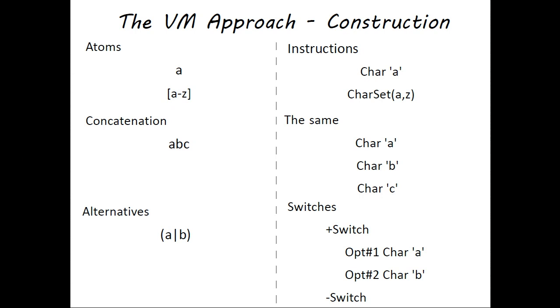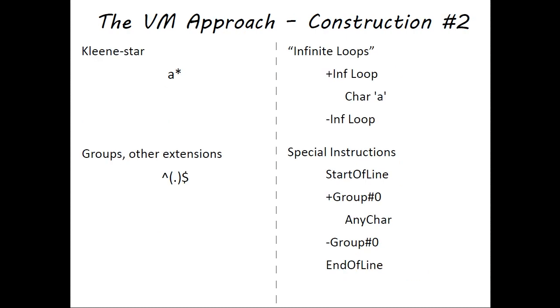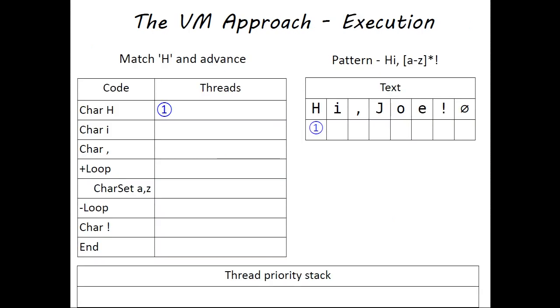So here are some simple examples of how we rewrite pieces of regular expressions. Concatenation is simply sequential pieces of code. Alternatives get turned into switches, just like switches in a normal program get translated. And star gets translated to a sort of loop. It's not quite a normal loop. It's a loop where you have to go both ways, so it's a fork loop of sorts. And some extensions that I'm not going to talk about today are covered by special instructions, like group, star, any, end of line, zero-width assertions, and whatnot.